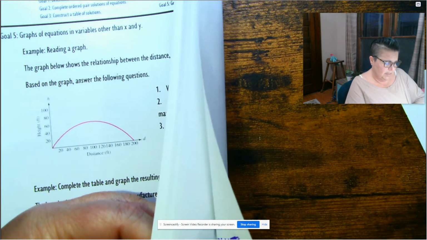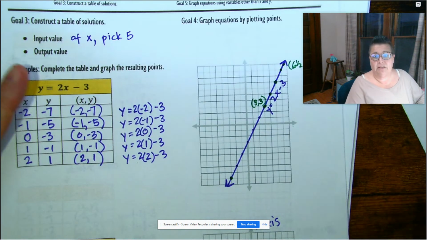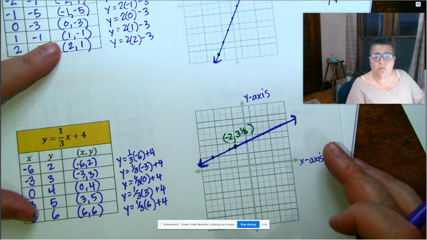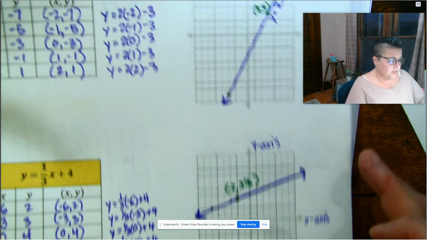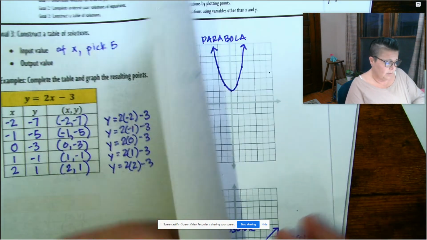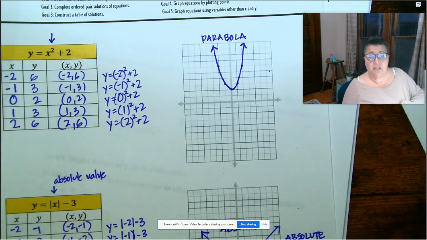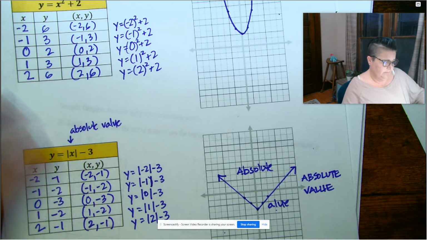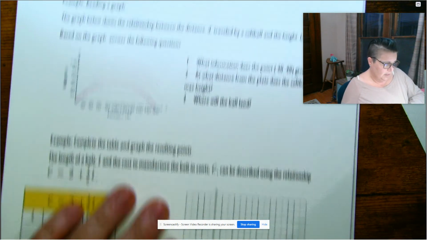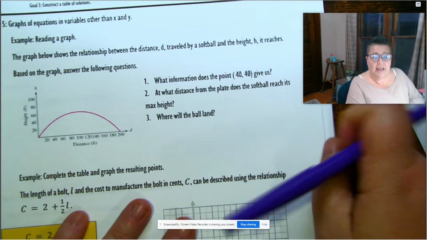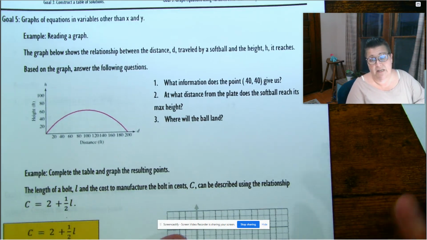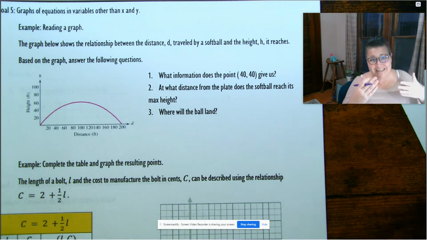Most of what we're going to be doing in this particular unit is going to be like the first two here, with the y is equal to 2x minus 3 and the y is equal to 1/2 x plus 4. But you may also get some parabolas, which look like u's, and absolute values, which look like v's. Okay, just so you are aware. Now, the last part of this section asks you to graph equations in variables other than x and y. You're not going to be any different. We're just going to put in a different letter.